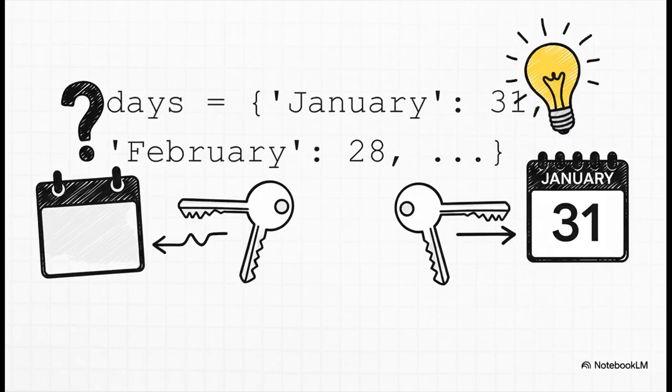But now, check this out. This is the dictionary way of doing things. It's instantly readable. It documents itself. We didn't just use some random number like 0. We used the label, the key, January. There's absolutely no guesswork here.